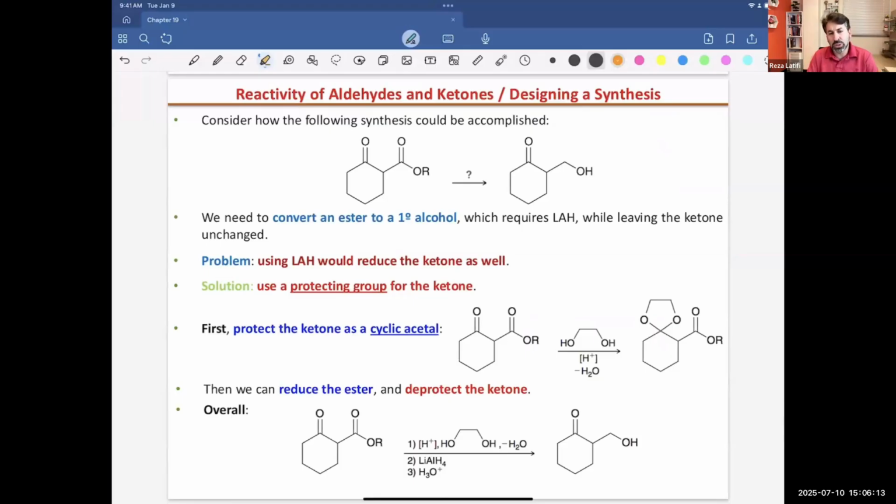I can use diol to protect the carbonyl group. For example, in this case, I have a molecule that has a carbonyl group, and it also has an ether group. And I want to run a chemical reaction in a way that the carbonyl stays as it is, but the ether group, I'm going to turn it into an alcohol.